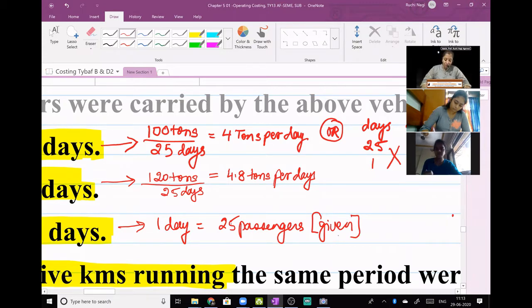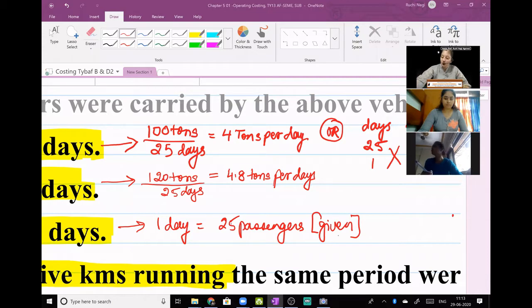Clear with the calculation, everyone? Just acknowledge it in the chat box. Till here, everything is clear. Okay, fine. Good.